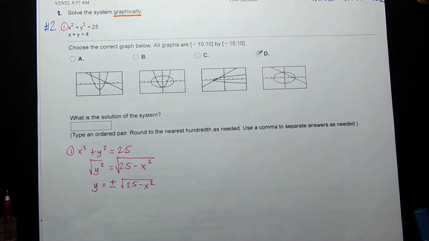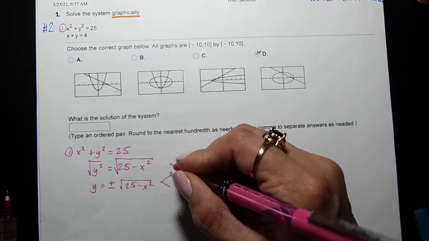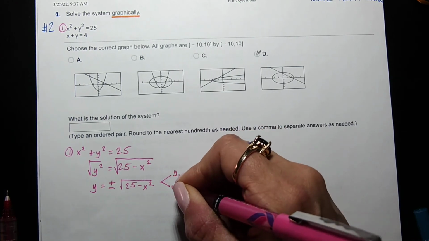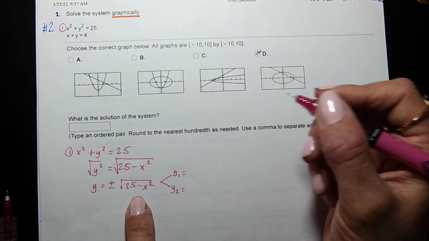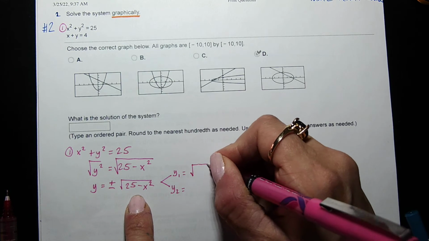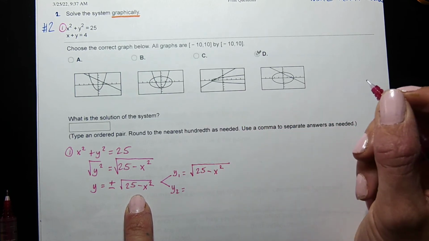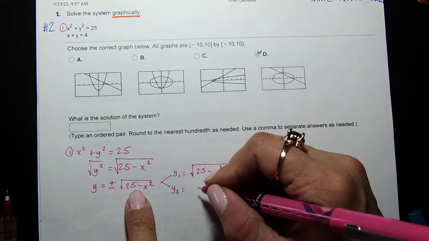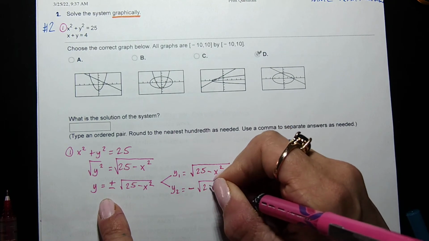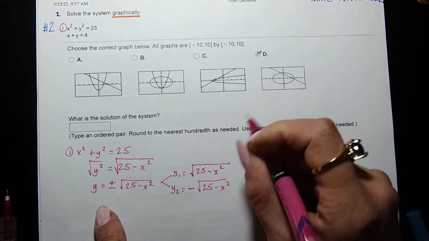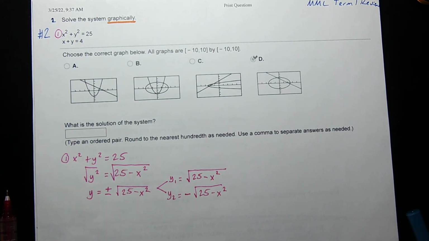So it's tricky because in order to type this equation in on my calculator, I have to write it as 2 separate equations. So in the y1 slot, I'm going to have the positive version of this equation. And again, your numbers might be slightly different than this, but the general process will be the same. Square root of 25 minus x squared, and then the negative version, negative square root of 25 minus x squared. So 2 slots for that one equation.